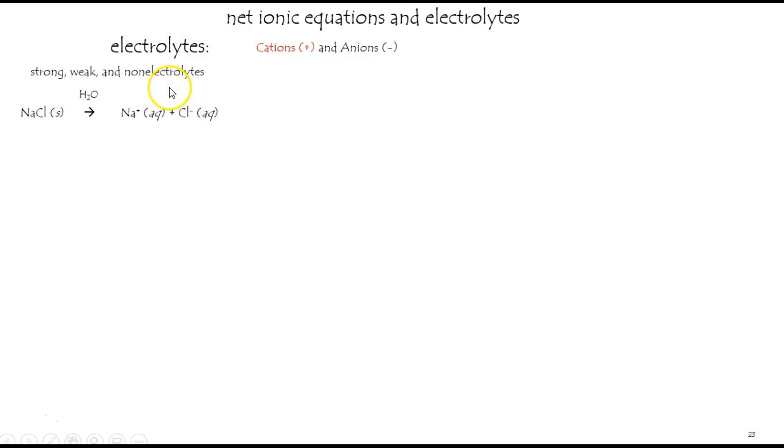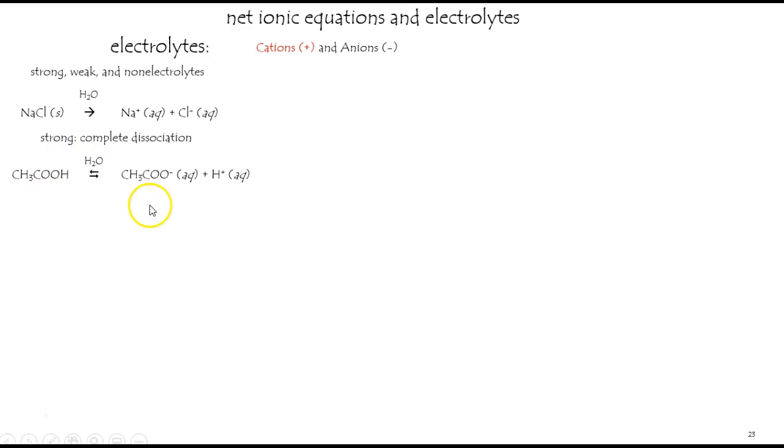They can be strong, weak, or non. Imagine the dissociation of sodium chloride. Being a group 1 ion, it's going to dissociate completely into the sodium cation and the chloride anion as soon as we throw it into water. So that's what's actually in solution. Completely dissociated.